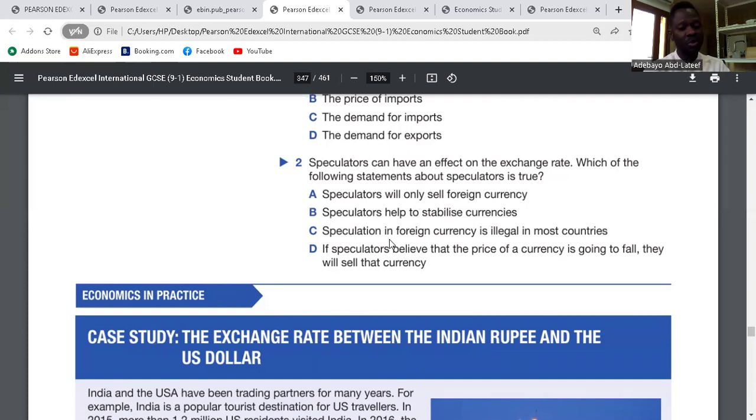But let's go through the options we have. For A, speculators will only sell foreign currency. No, they buy and sell. They buy when there's optimism that future prices will rise, to gain capital gain, and they sell when they are pessimistic about the future. When they are optimistic about the future, they buy. When they are pessimistic about the future, they sell. So they both buy and sell. So A is not an answer.